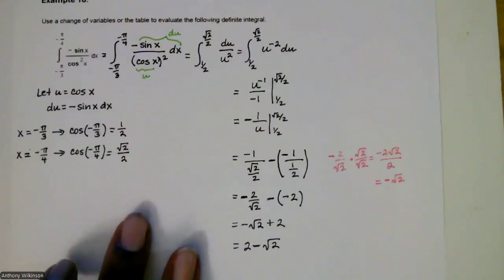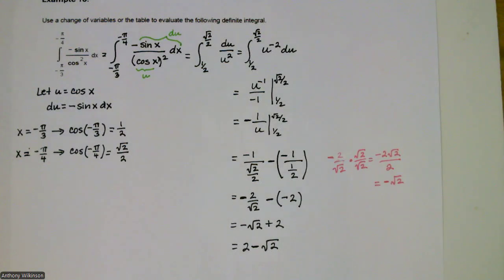Okay, and that will be what the integral from negative π/3 to negative π/4 of negative sine x divided by the cosine squared of x dx will be.